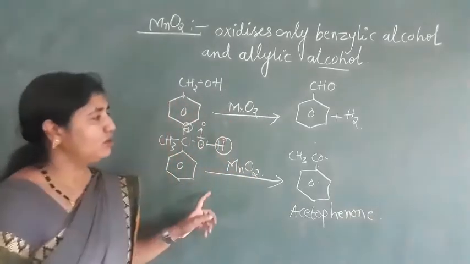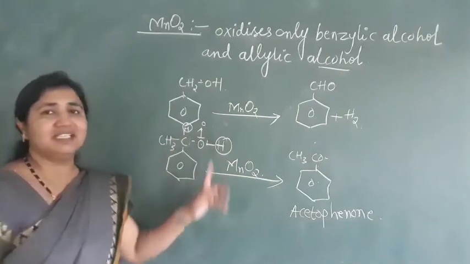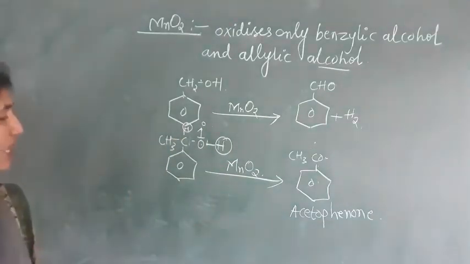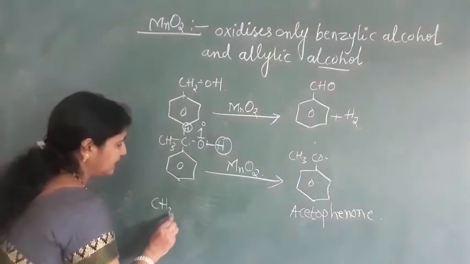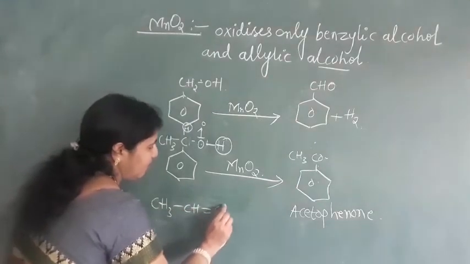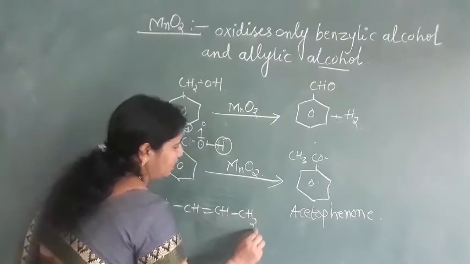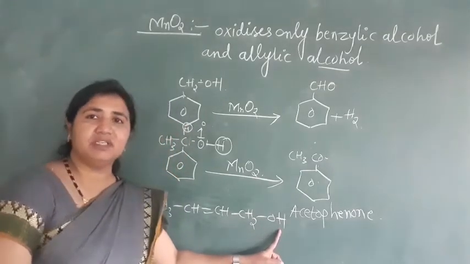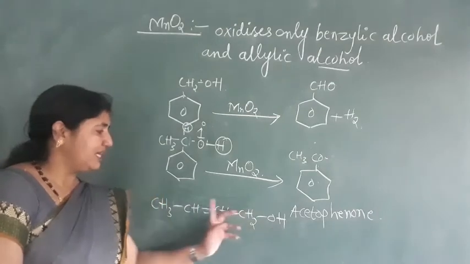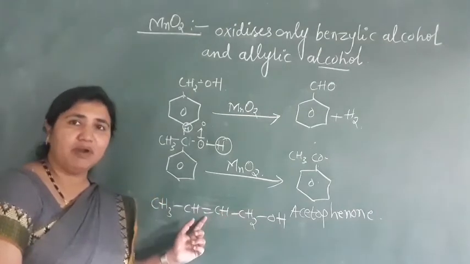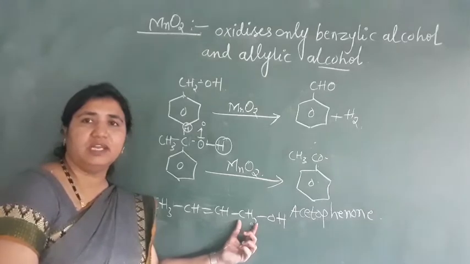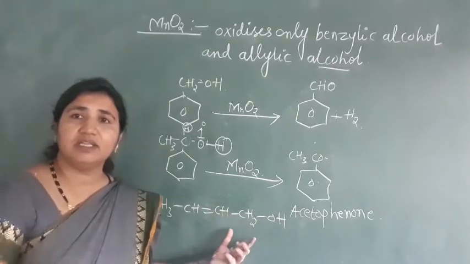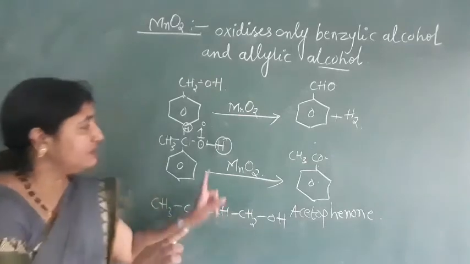So MnO2 will oxidize only benzylic alcohol and allylic alcohol, I said. What are allylic alcohols? Allylic alcohol is this one, CH3, CH double bond, CH, CH2, OH. The carbon to which the OH group is attached, beside that we should have a double bond, then it is called allylic alcohol. This is a primary allylic alcohol. So a primary allylic alcohol gives aldehyde in the presence of what here?